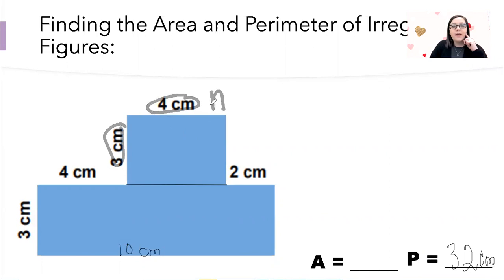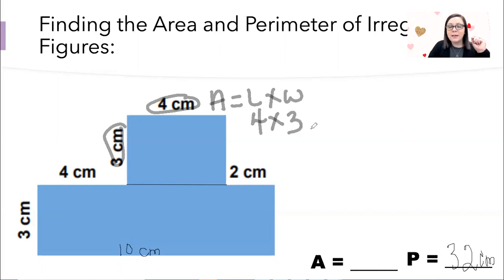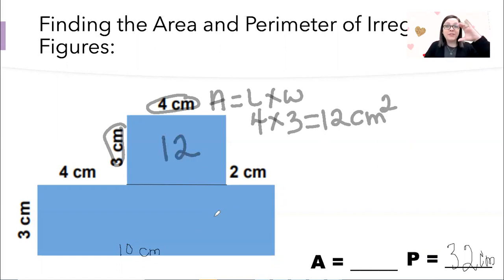So in order to find the area of this shape, I'm going to do area equals length times width. Losing my mind there. Let me erase that. All right, so here I'm going to do length times width. And if the length of my rectangle is 4 and the width is 3, that is telling me that the area of this top rectangle is 12 square centimeters. So that is this one here, okay? Now I have to find the area of the bottom rectangle.